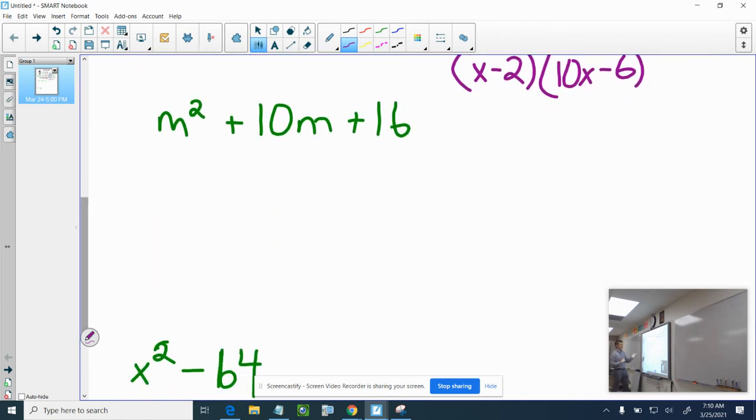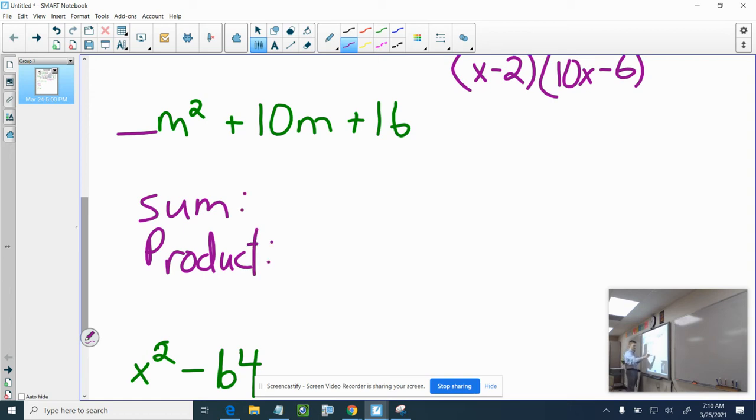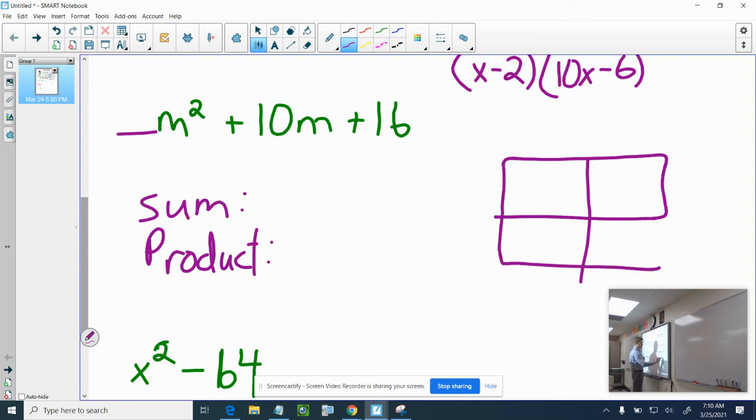For our next one, you notice that there's no leading coefficient, so that changes our problem a little bit, but not too much. I'm going to still do the same thing. I write sum, product, in a box.